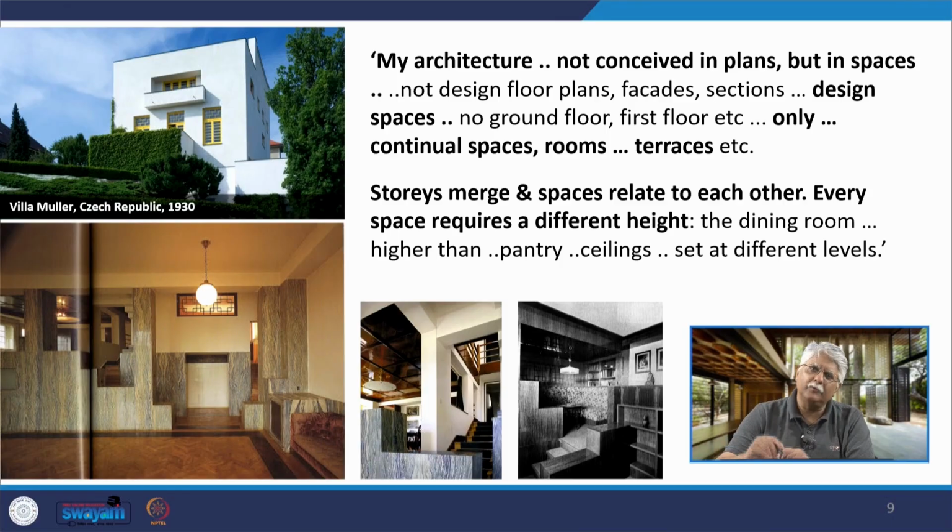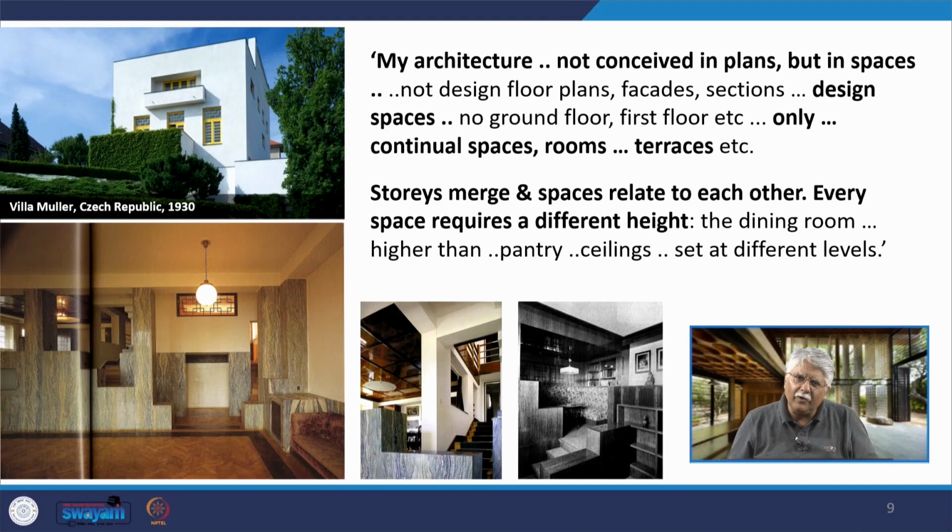But Adolf Loos said, my architecture is not conceived in plans but in spaces, that there is no ground floor, no first floor, only continual spaces, rooms, terraces, etc. The stories merge and spaces relate to each other. Every space requires a different height. The dining room is higher, pantry ceilings are set at different levels or lower levels.